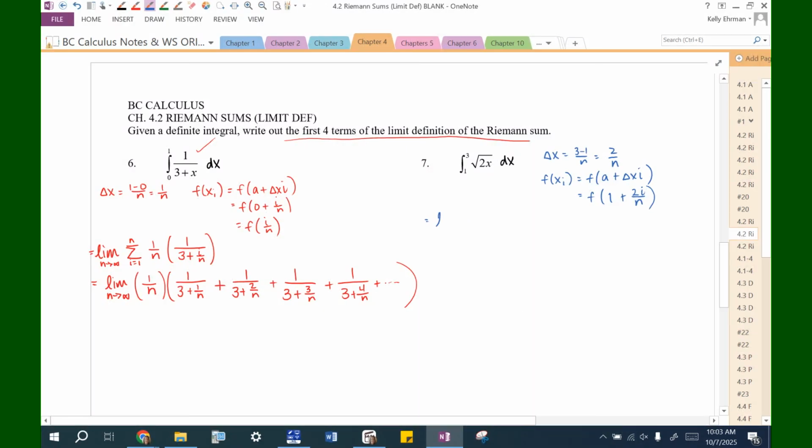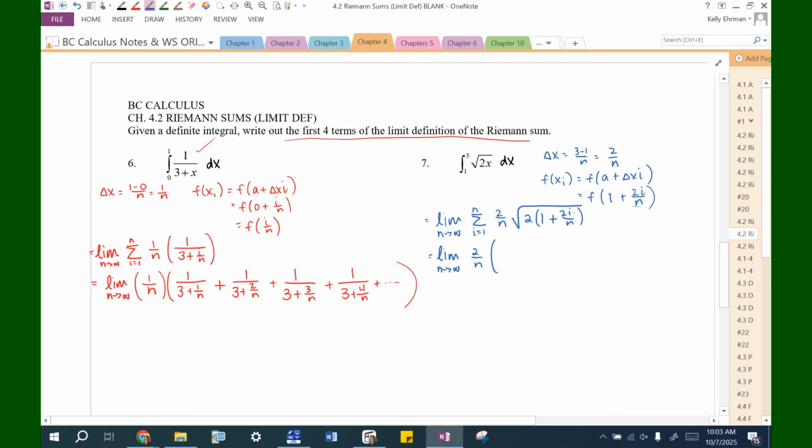Okay, and then we're going to write out our limit definition. So this integral is equal to the limit as n approaches infinity of the sum from i equals 1 to n of delta x times f of x sub i. So square root of 2 times 1 plus 2i over n, because instead of square root of 2x, it's square root of 2, and this is the x. Let's go ahead and show the 4 terms. So limit as n approaches infinity of 2 over n times, what are the 4 terms going to be when I start plugging in 1?